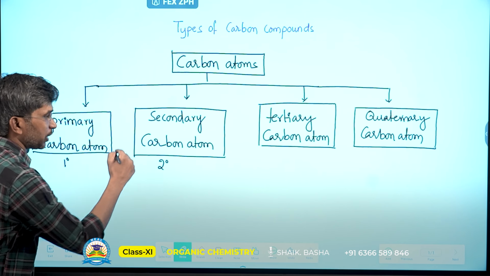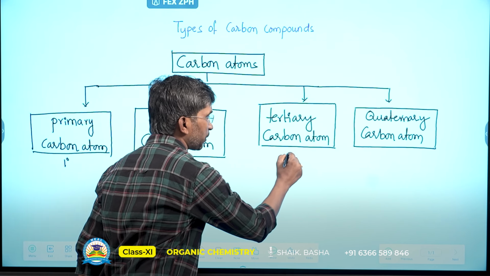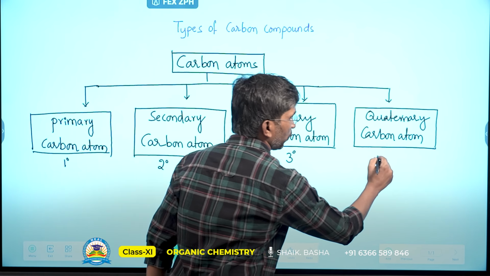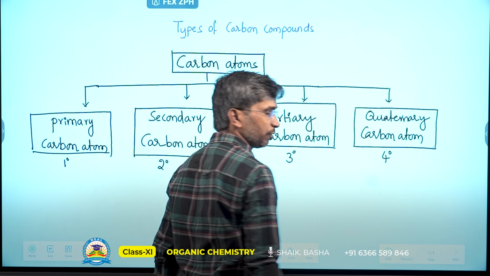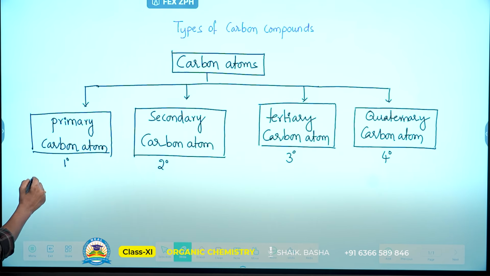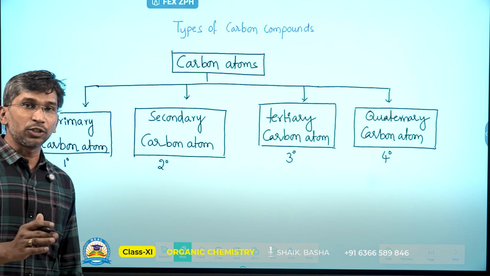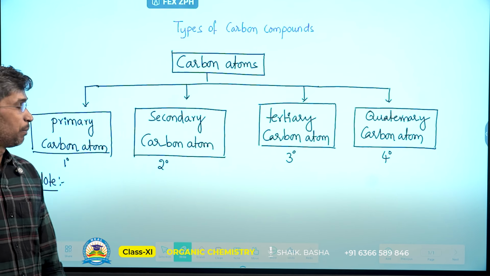Secondary carbon atom is represented by 2 degree, tertiary carbon atom is represented by 3 degree, quaternary carbon atom is represented by 4 degree. First one, what is primary carbon atom? The carbon atom which is directly attached to only one carbon atom, that is called primary carbon atom.